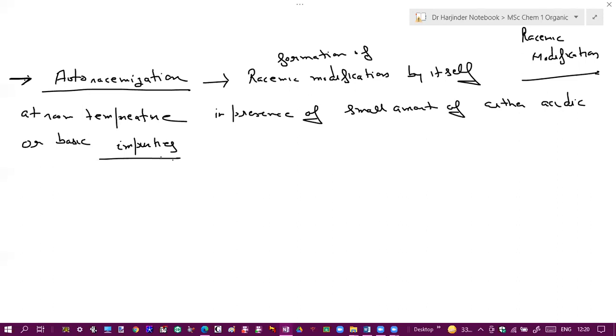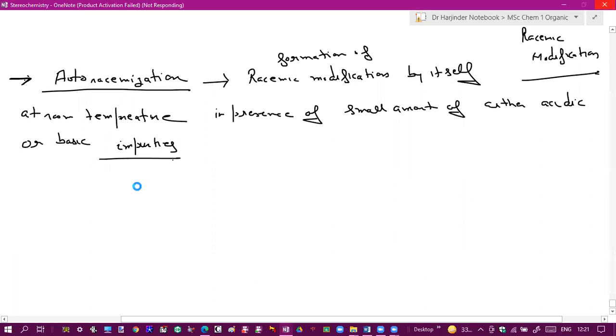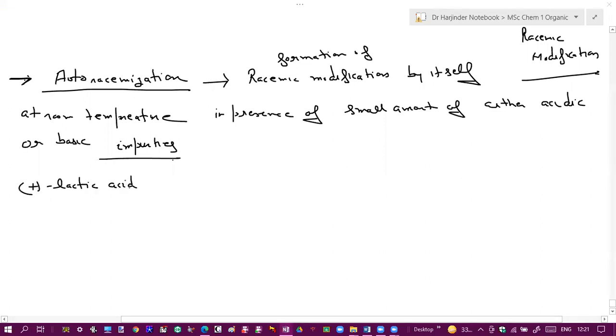And why does this autoracemization take place? For example, if you have a very pure positive lactic acid, plus lactic acid, and if you leave it for some time, it undergoes autoracemization. If you have lactic acid and if you leave it as such for some time, it will undergo autoracemization. Why?